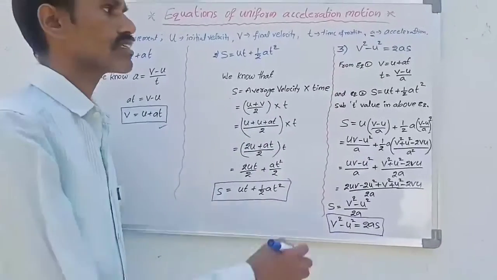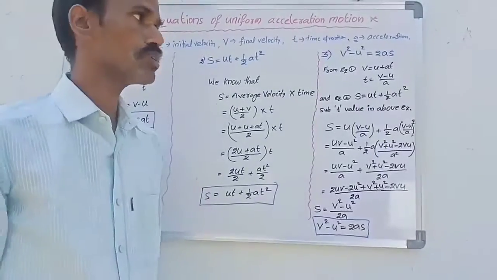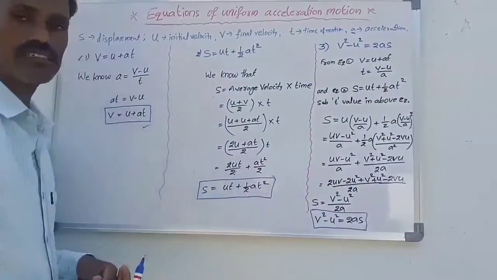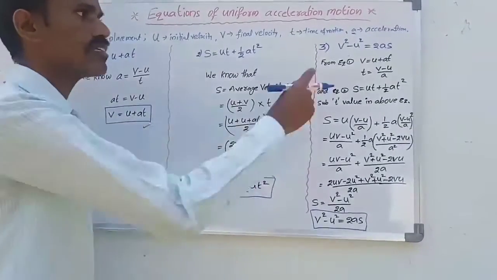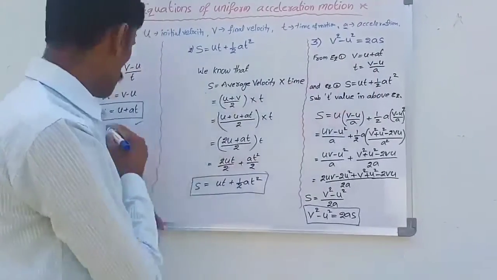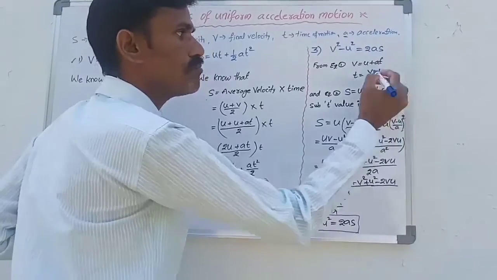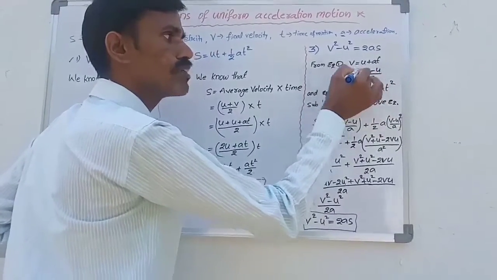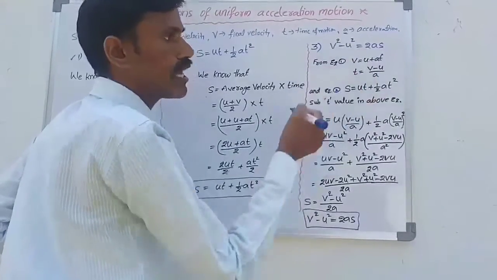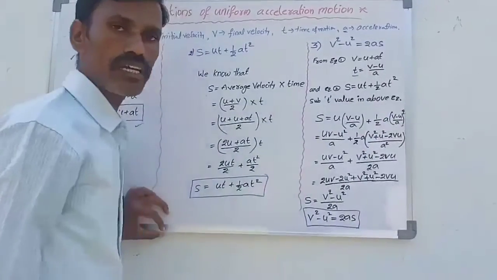Now the third equation of motion. What is the third equation of motion? v² - u² = 2as. This equation is derived using the first and second equations. From equation 1, v = u + at. From this, what is time? If we move u to the LHS, v - u = at, and taking a to the other side, the time t = (v - u)/a.